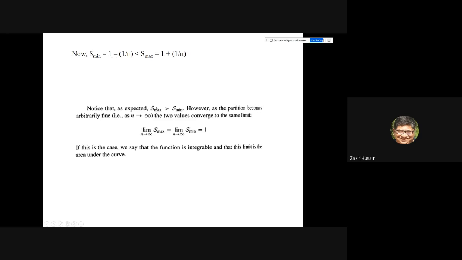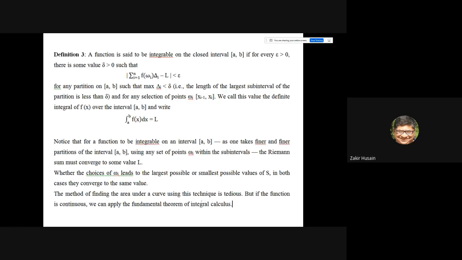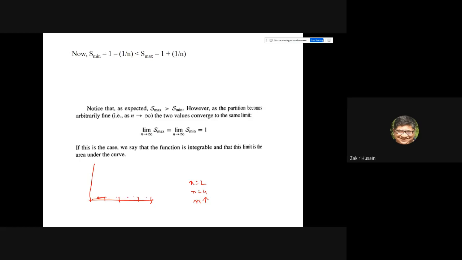Now, S max is greater than S min, but as the partition becomes arbitrarily fine, how can we make the partition arbitrarily fine? See, this is the main subinterval. I have n as 2 over here, so I've got two subintervals. Now suppose I take n equal to 4. So I start bringing this closer. If I bring this closer, that means I've got to increase the number of subintervals. N will go up. And what is the maximum value of n? N tends to plus infinity.